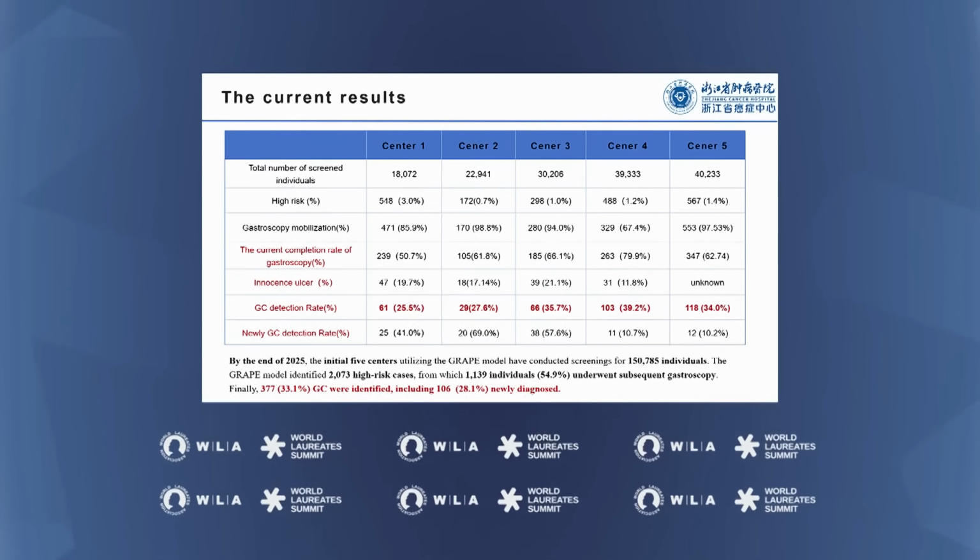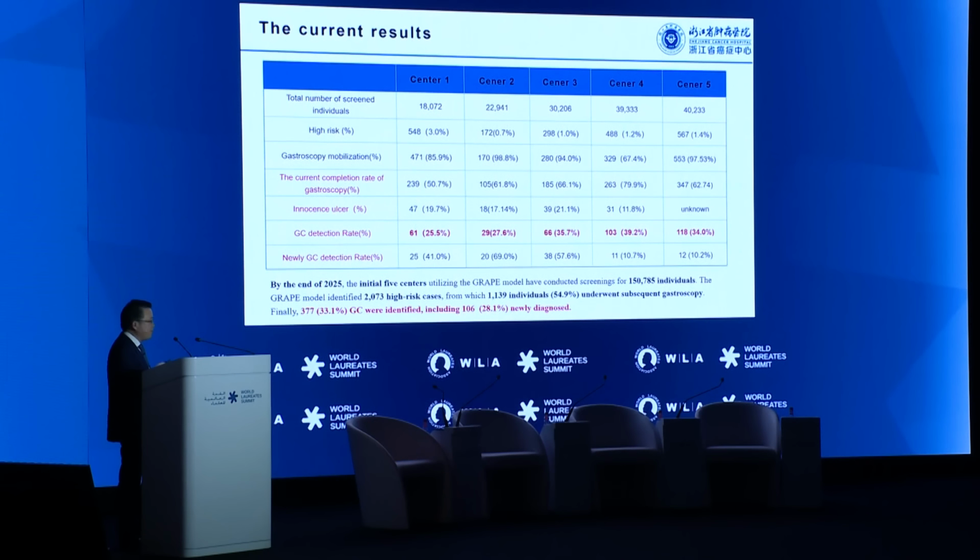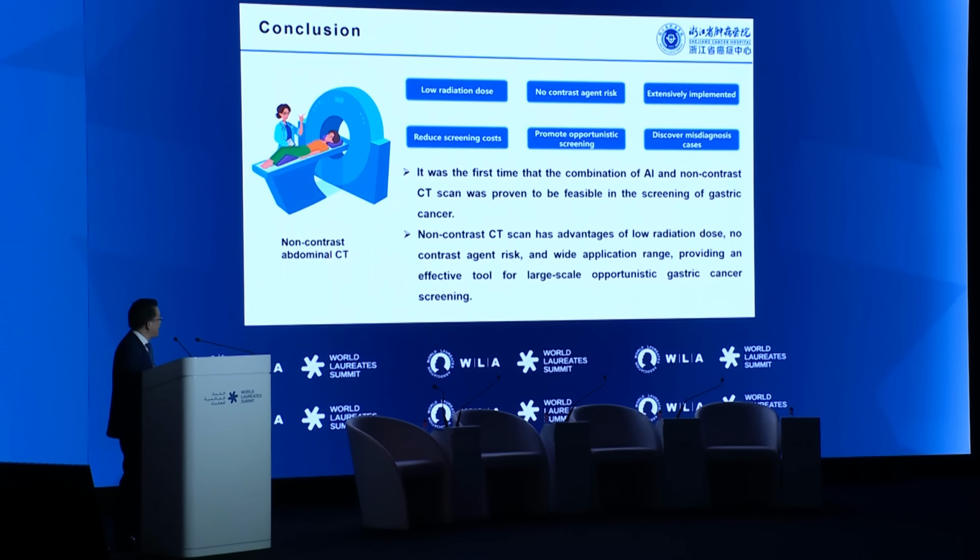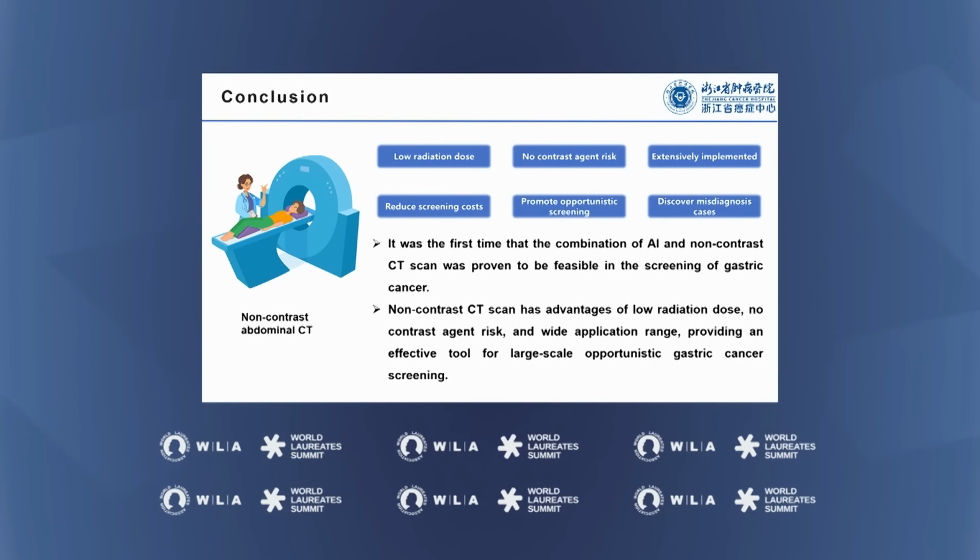150,000 individuals. The GRAB model identified 2,073 high-risk cases, from which 1,139 individuals underwent subsequent gastroscopy. Finally, 377 gastric cancers were identified, including 106 newly diagnosed. So it is the first time that the combination of AI and non-contrast CT scan was proven to be feasible in the screening of gastric cancer.